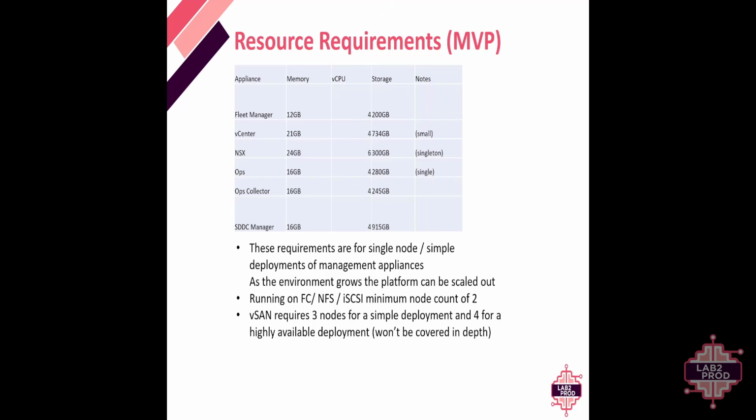We're going to be doing this depending on what your outcome is. Are you running it on vSAN or third-party storage? For third-party storage, the minimum node count is 2, and then vSAN requires 3 for a simple deployment or 4 for a highly available deployment, but I'm not going to be covering vSAN in this demo.